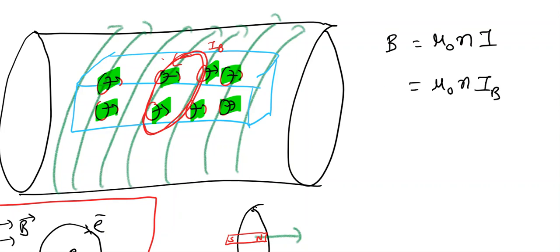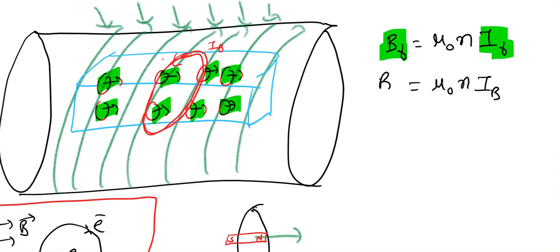Now that means that earlier what we considered was current due to charges passing through this winding of solenoid. Those were free electrons, and hence we label the previous current as free current due to free charges I F, and field is B F. New field is B B. I would like to explain this thing once again.